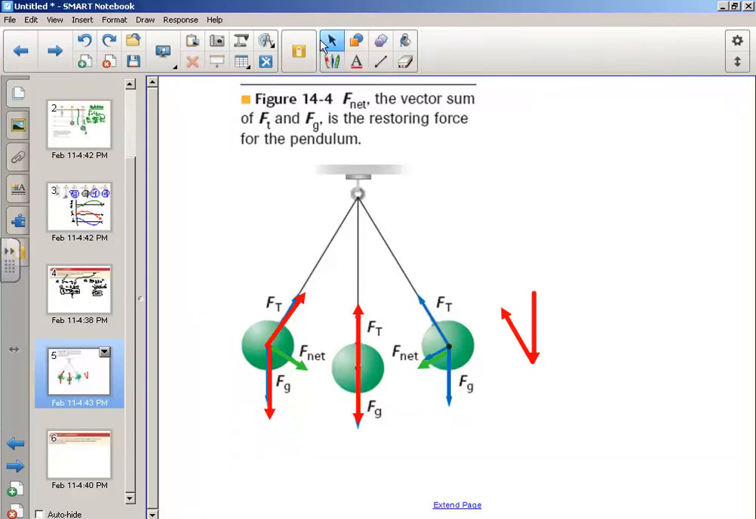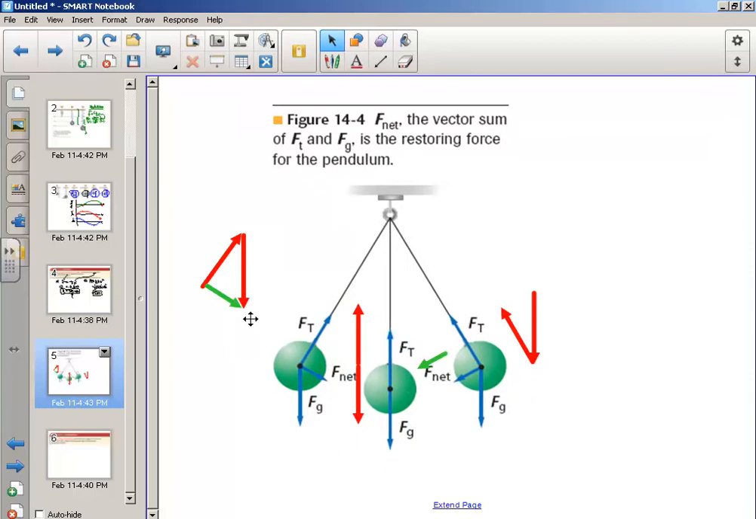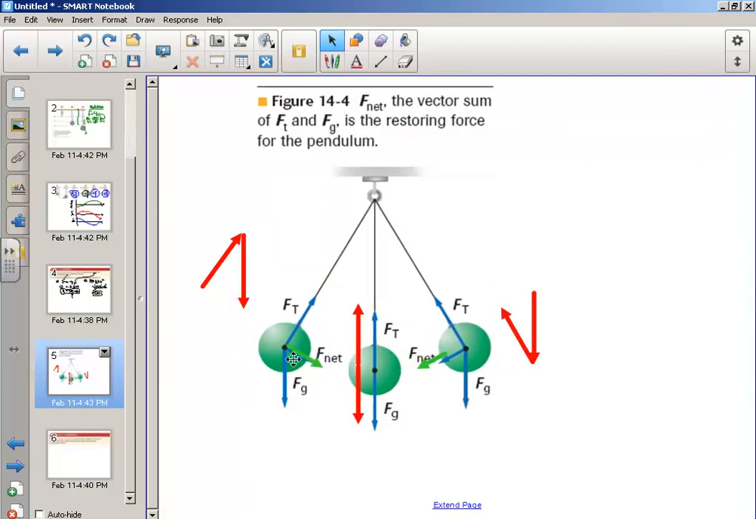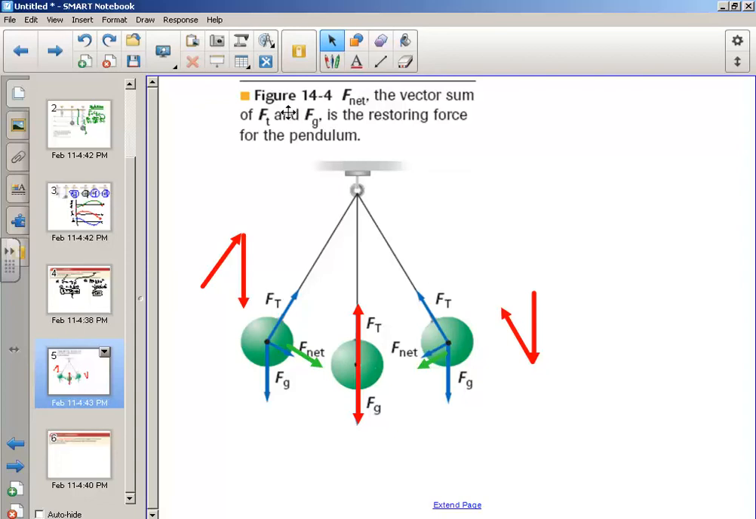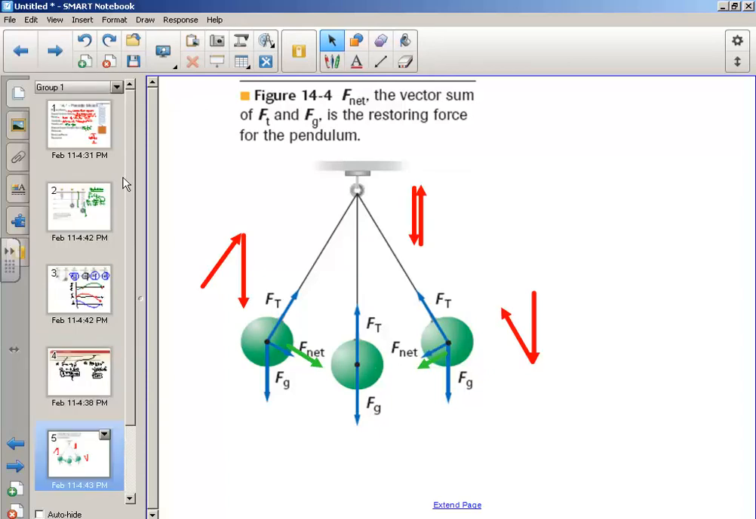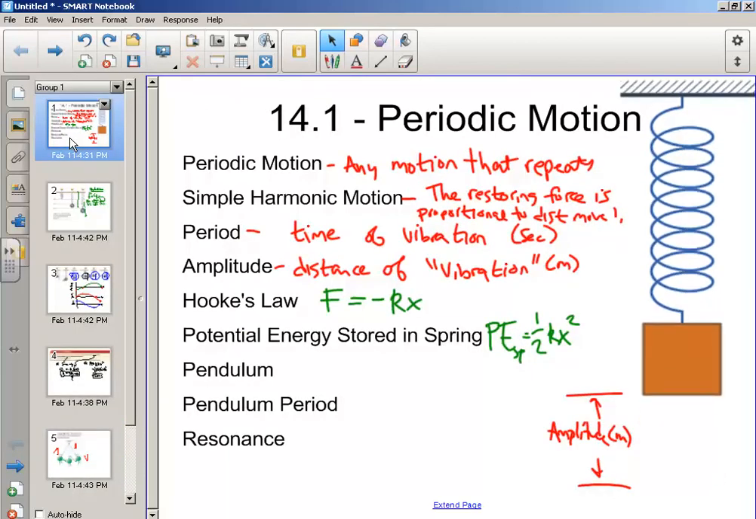The same is true on the other side. You've got a force provided by tension, you've got gravity, add them tip to tail, and you end up with a net force pointing towards the center. So no matter where you are, there's always some restoring force that wants to go right in the middle. Now, when you're directly below it, you've got the up force of tension, the down force of gravity. You add them tip to tail, and it wants to stay put. So a pendulum is just a weight on a bob that goes back and forth, a swinging weight.